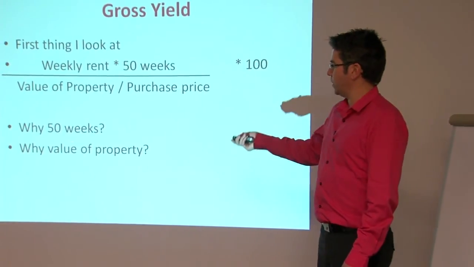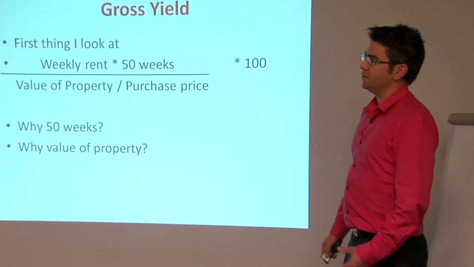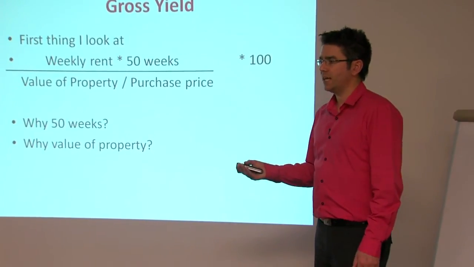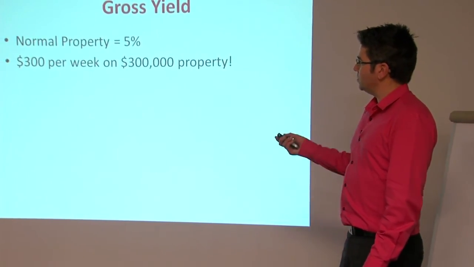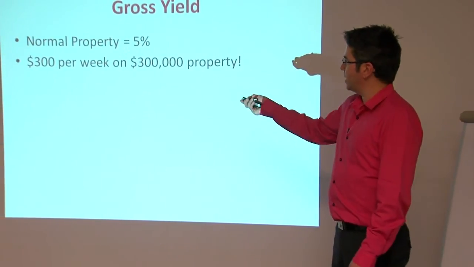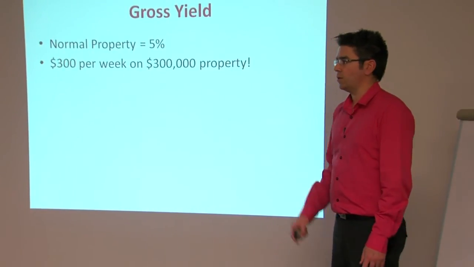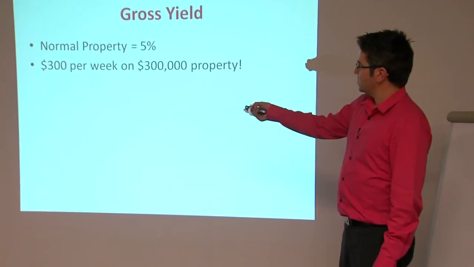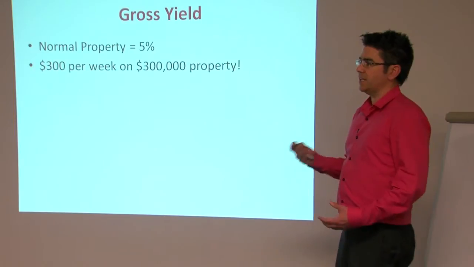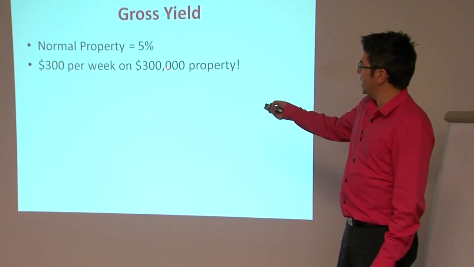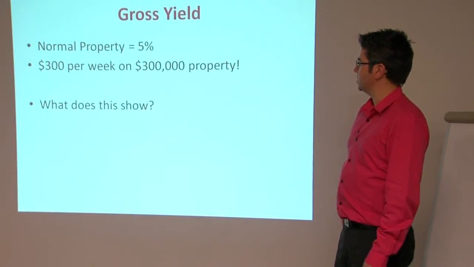So that basically is what I talked about before. Yeah, 50 weeks just because you miss a couple, and the value of the property, if it's gone up, if you've bought it for 100,000 and it's now worth 300,000, you need to use realistic figures. A normal property that most people buy gives you about a 5% gross yield. Now, I'm not saying that's good at all. That just seems to be typically what a lot of property investors buy. So the standard equation, $300 per week on a $300,000 property. That's how the standard works, and that's 5%. So basically you just take the zeros off the figures, and that would be a 5% yield.